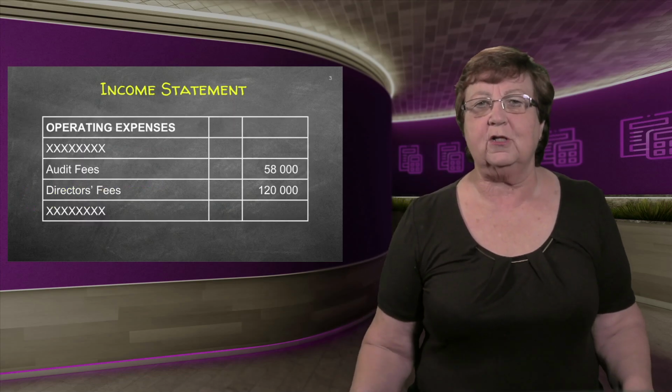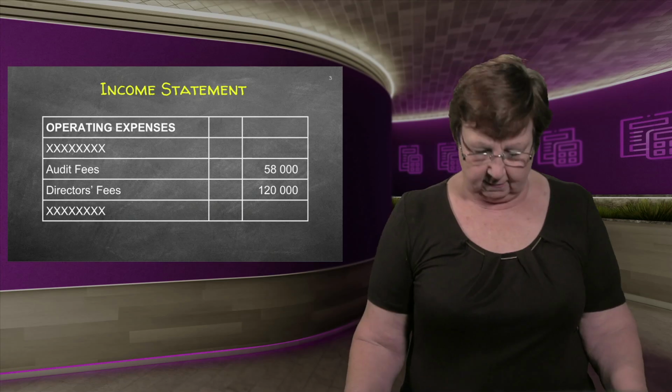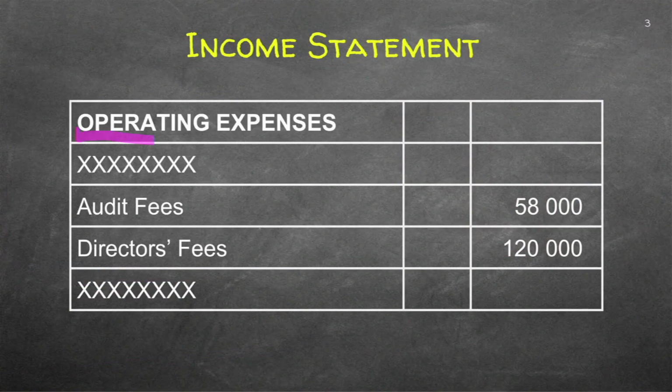So what's it going to look like in my income statement? Here I've got my heading, operating expenses. You can see I've listed some operating expenses there and there, and then I add my 2 new expenses for a company, which is my audit fees and my director's fees, and then I would simply add them up with all my other expenses.